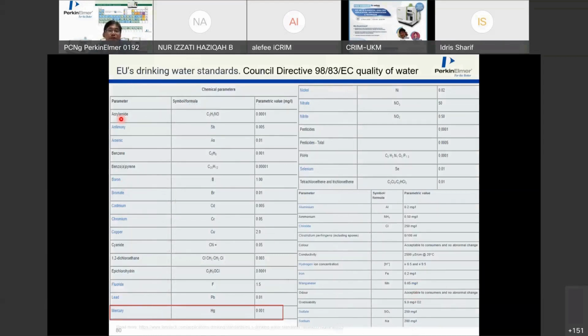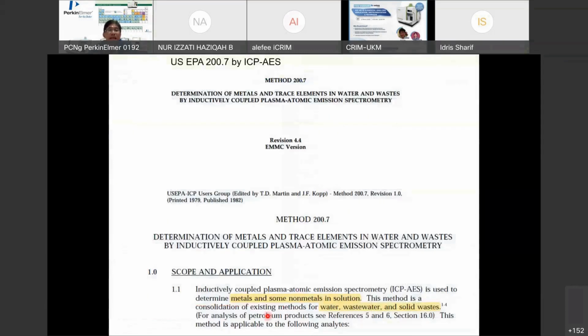Now this is EU drinking water. Compared to Malaysia, it is approximately the same. I think in fact it's the same, like lead also 10 ppb, mercury also 1 ppb. This is the European Drinking Water Act. Okay, now we take a look.